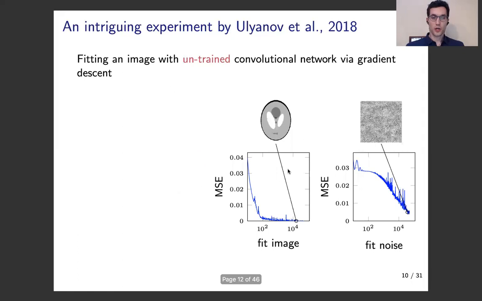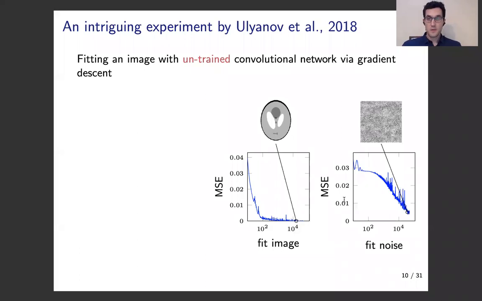And then they made the following observation. First they took a clean image. I reproduced this experiment, and in this case I took a clean image. If you fit this network to the clean image, then after a few iterations, the network fits this image perfectly. What's important here is that it fits a clean image after very few iterations of gradient descent. In this case, there's no stochastic gradient descent, it's really just gradient descent.